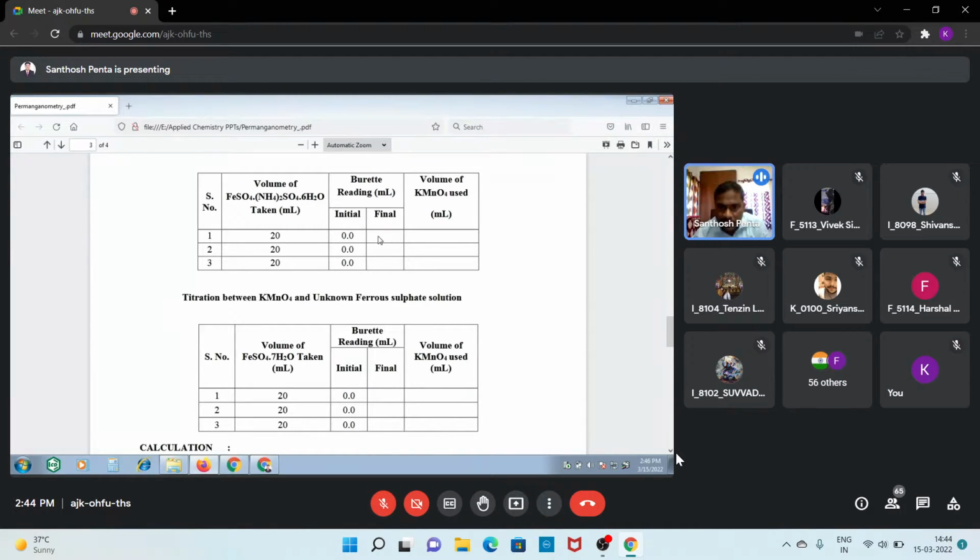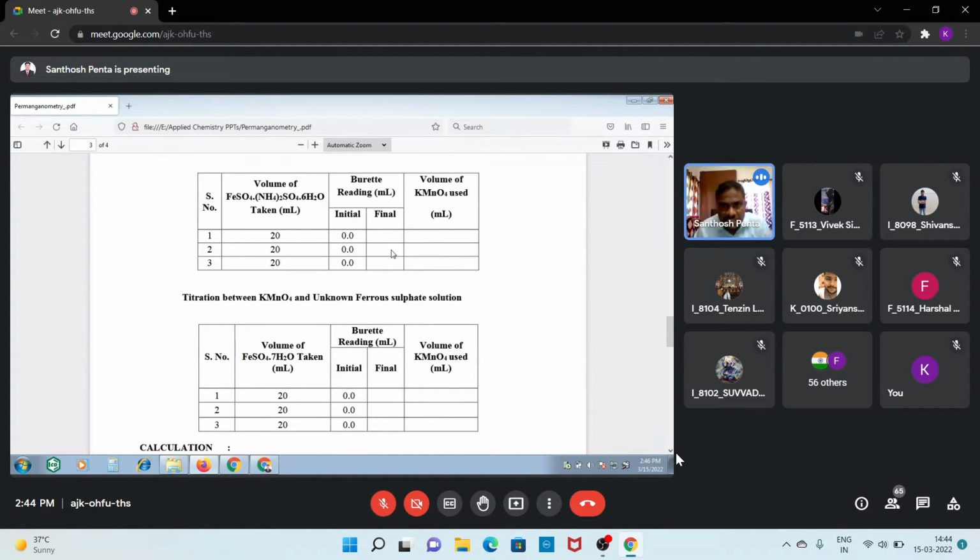For example, here you got 10.5, here you got 10.5. So 10.5 is the concordant reading, and you can write down 10.5. But if here 10.5, here 10.4, and here 10.5, nothing is concordant. Say for example 10.5, then 10.4, 10.4. Yes, the 2nd and 3rd are concordant. 10.4 is the volume of KMnO4 used. So that is the concordant reading.